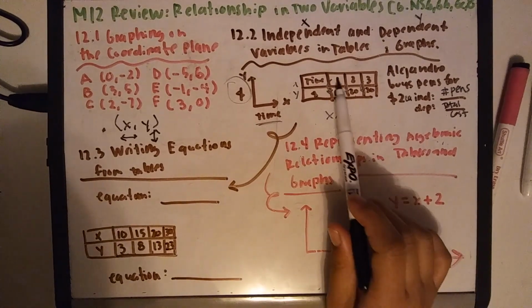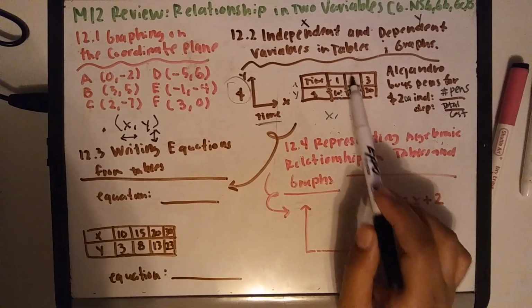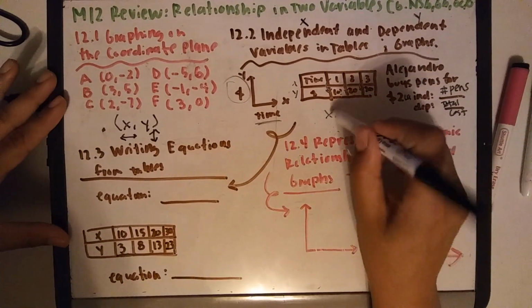So what am I multiplying? 1 times what to get to 10? That's 10. 1 times 10, 10, yes. 2 times 10, 20, yes. 3 times 10, 30, yes. Okay, so I'm multiplying by 10.